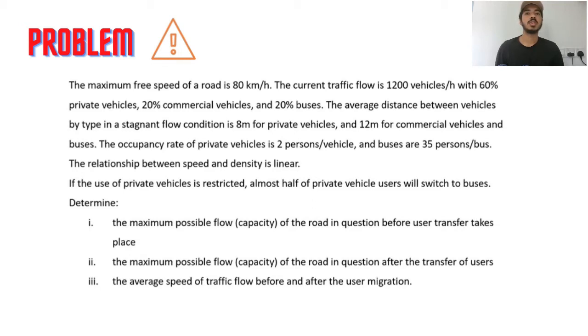So now the question from this is to determine, first, the maximum possible flow capacity of the road in question before user transfer takes place. The second part is the maximum possible flow capacity of the road after the transfer of users takes place, and last but not least, the average speed of traffic flow before and after the user migration.